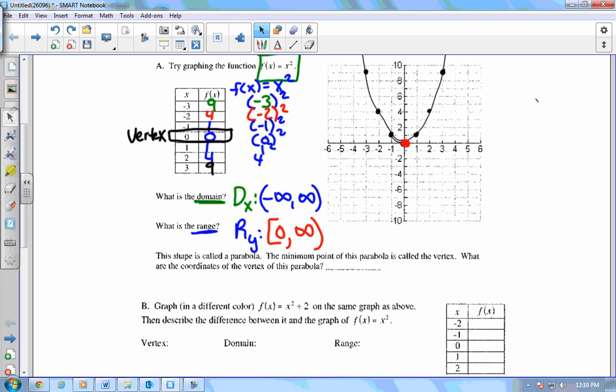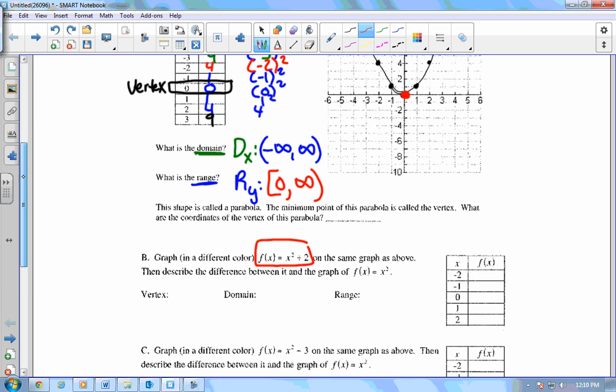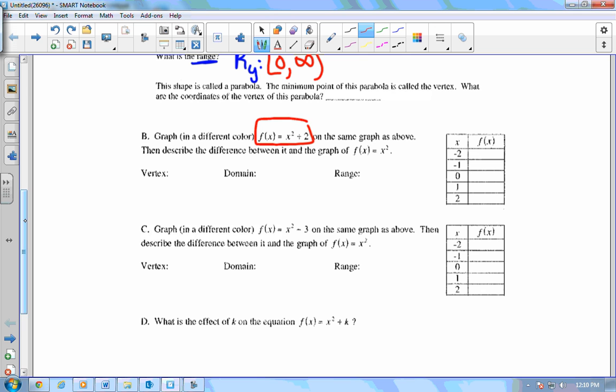Okay. On part B, we have our parent function, f of x equals x squared, but after the square, there's a plus 2. We're going to try to figure out what that plus 2 does to the graph. So let's get some points using our table of values on the side, and then we're going to graph that function on the same graph as we did up top where we have the parent function. So, showing your work, using our brains, not the calculator.